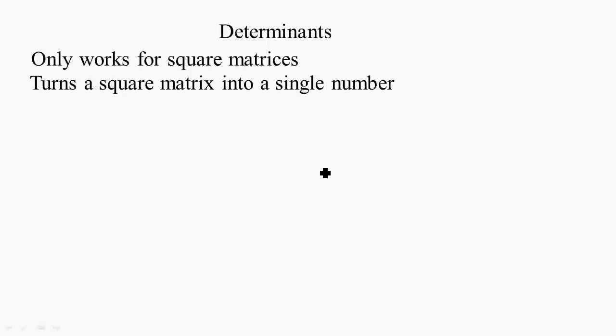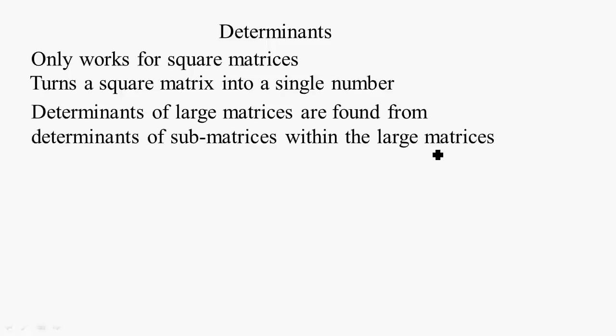I want to talk about an operation that you can perform on square matrices, so matrices that have as many rows as columns, called the determinant. So what we're going to do here only works for square matrices, and you'll see why when you see the formula. What it does is it turns a square matrix into a single number that kind of measures something about the matrix, and we'll talk about what it is that it measures.